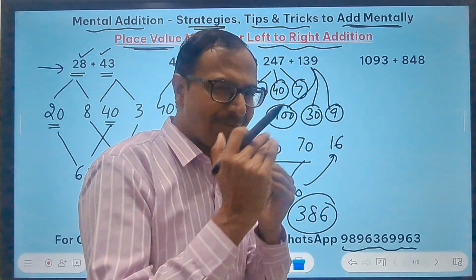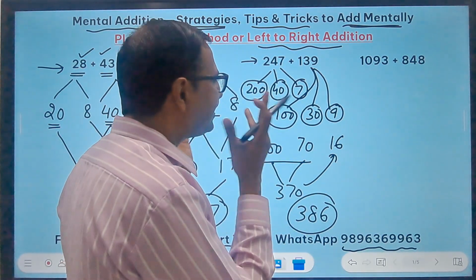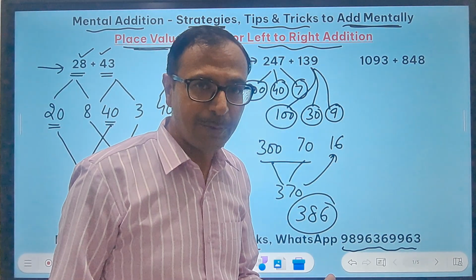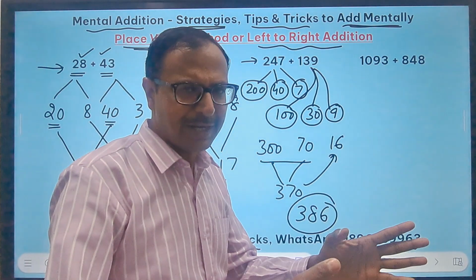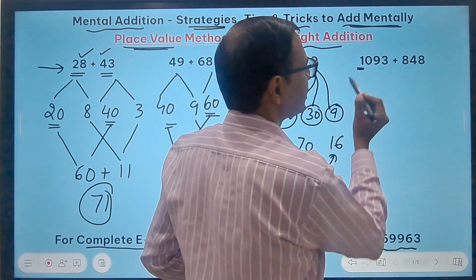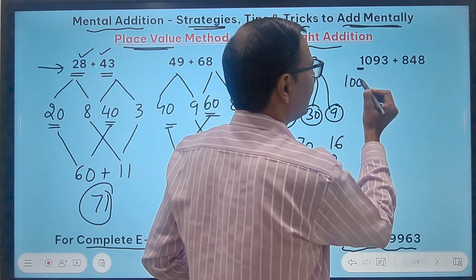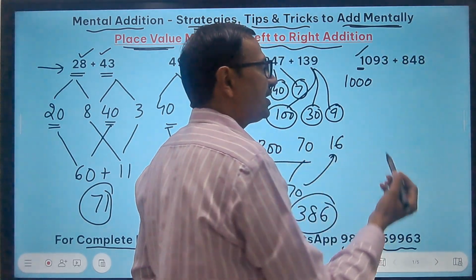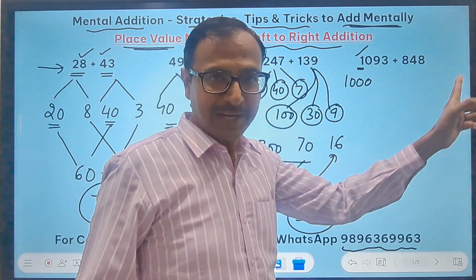You don't have to write them one below the other, friends. These are like easy things which you should be able to do. Left to right addition is really wonderful. Let's take one more. Here you can see 1000 is a separate thing here because we don't have thousands in the second number.